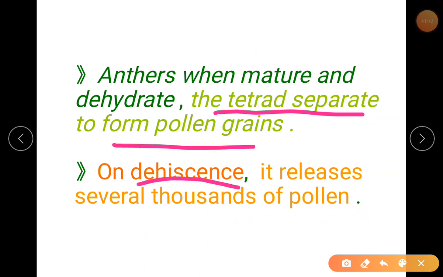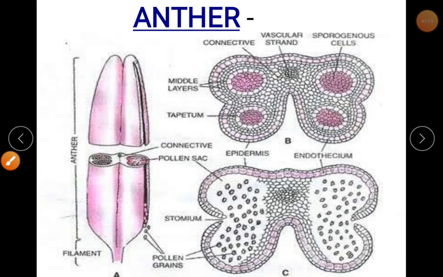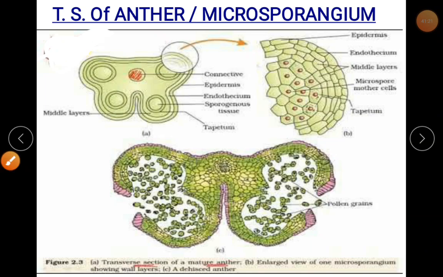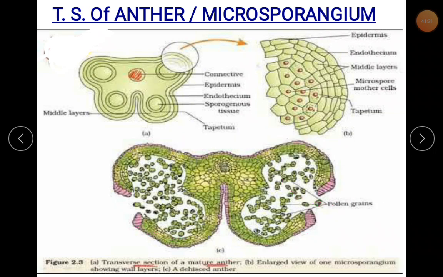On dehiscence, it releases several thousands of pollen grains. So I am going back to your first picture. Let me show this picture here. This is your mature anther. You can find how the pollen grains are coming out during dehiscence. So this is your dehiscence process. Observe here, the longitudinal slit has opened up and releases the pollen grains to the exterior. So many pollen grains are there. Several thousands they have mentioned. So it's clear now.